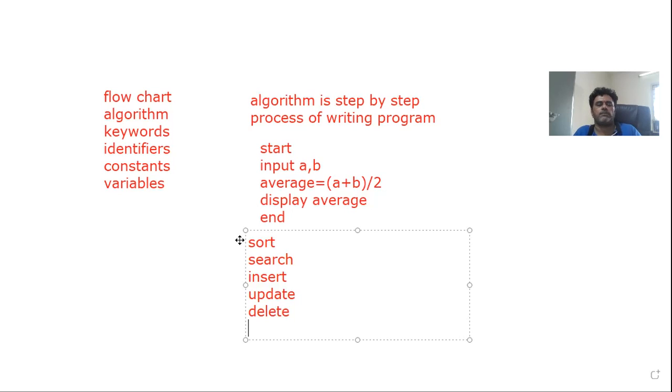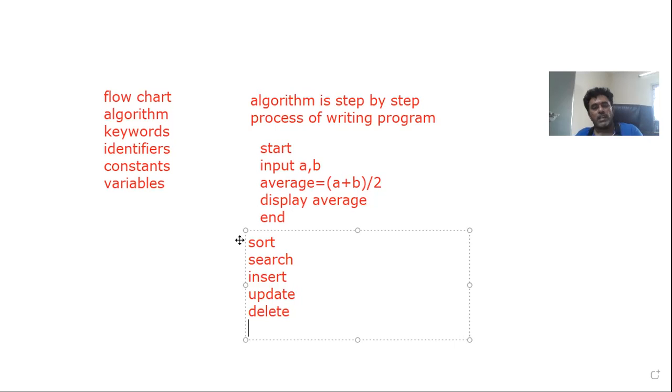The purpose of an algorithm is that anybody can understand the step-by-step process easily. Because in a program you will use a number of syntaxes, semicolons, percentages, curly braces like that, and anybody cannot understand easily. Whereas in the case of an algorithm, there is simple English, and anybody can understand easily. The logic can be easily understood by everyone.